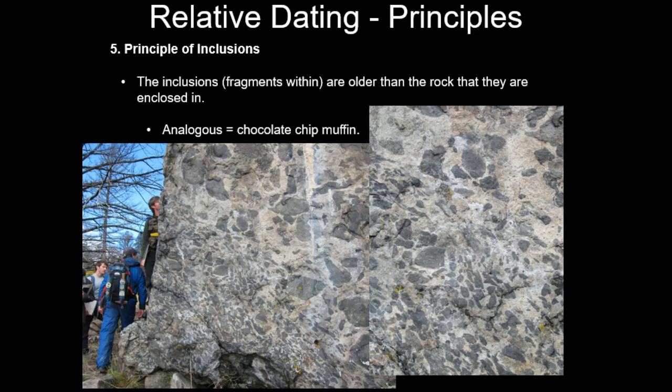Once the mix gets baked with the chocolate chips within it, it becomes solid and it keeps the chocolate chips inside and in place. Analogously, the magma crystallizes, leaving the inclusions or those rock fragments in place within it. So again, chocolate chips happened before the overall baking of the chocolate chip cookie, just like the fragments must have happened and been there before the crystallization of the overall rock.